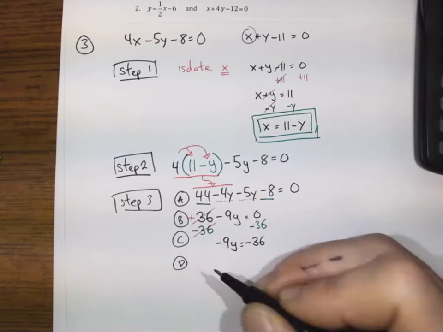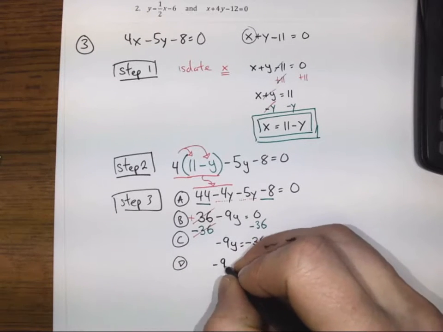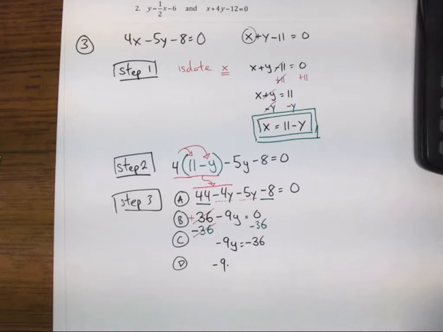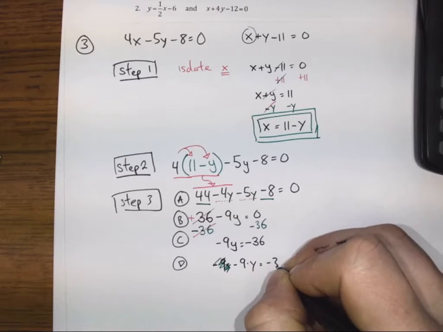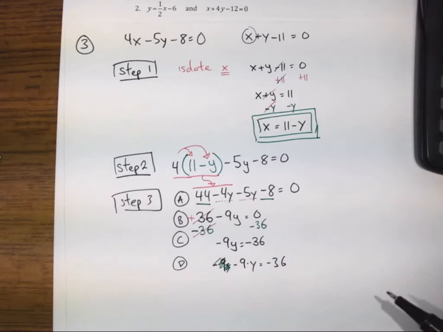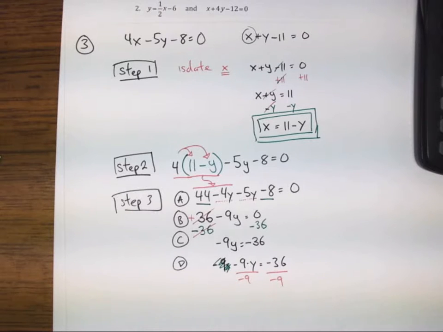And then next we're going to deal with the multiplication and division. We have to remember that this really says negative 9 times y, or I won't write an x here, that's confusing. We'll do negative 9 times y is equal to negative 36. That's what this really means. So to do the opposite, we are going to divide by negative 9 on both sides of the equation.